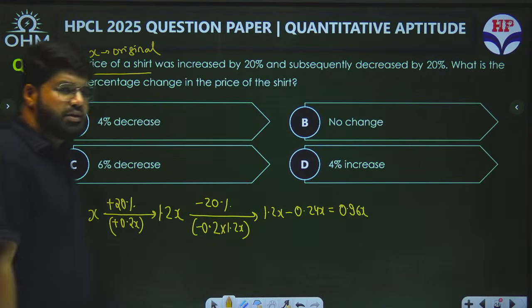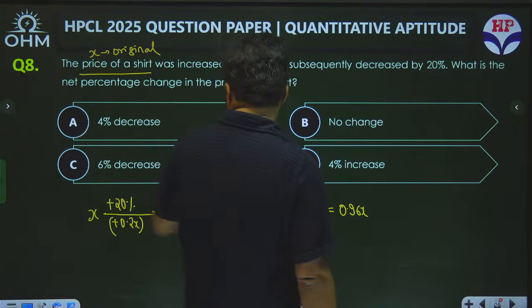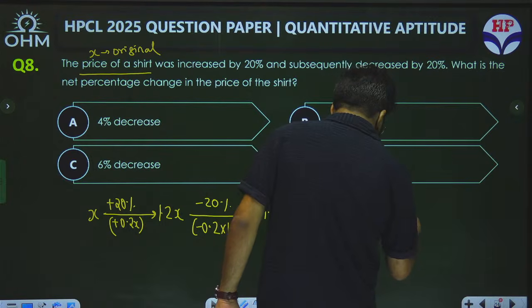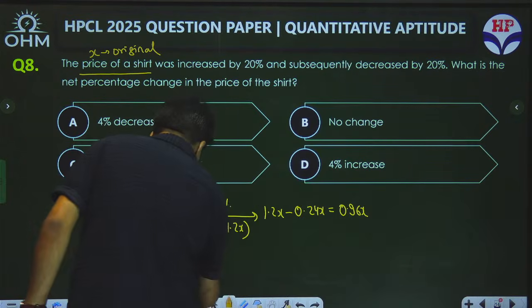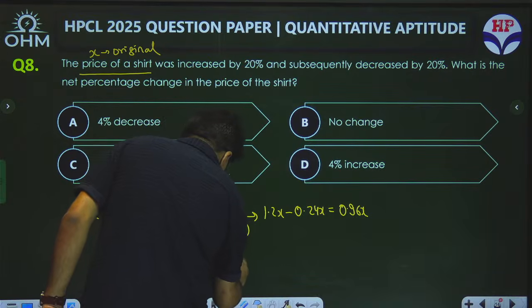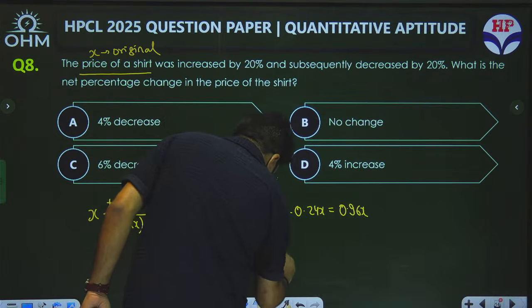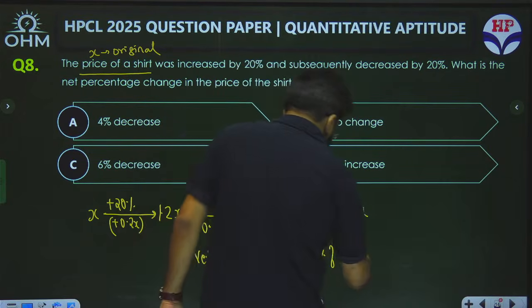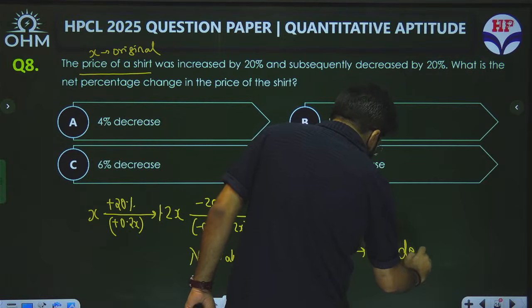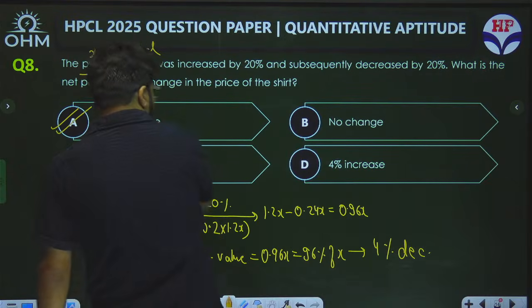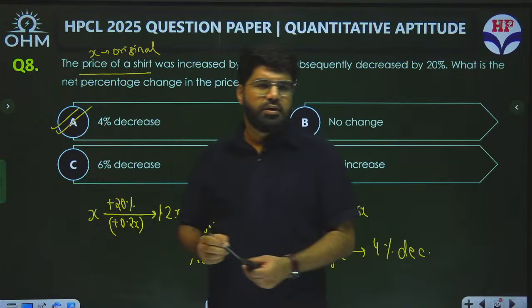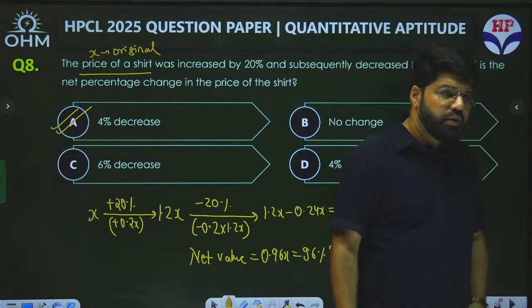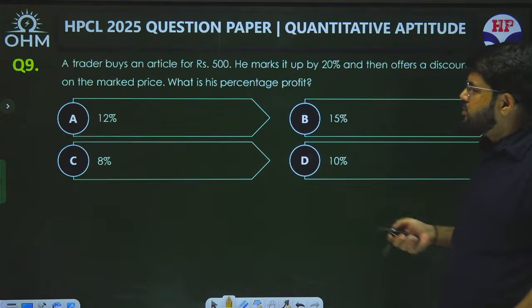Increase or decrease? Originally it was x, now it is 0.96x. 0.96x means the net value left is 96% of x. That means a 4% net decrease. Right, 4% net decrease it is going to be. Next question.